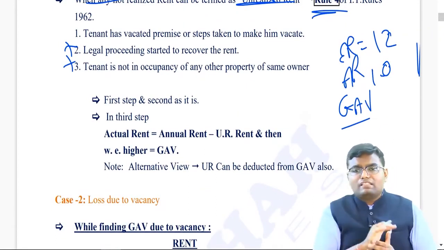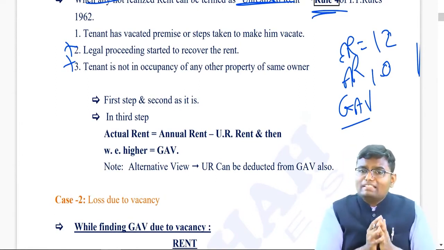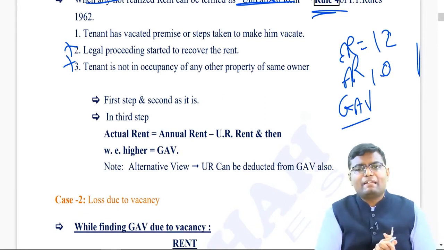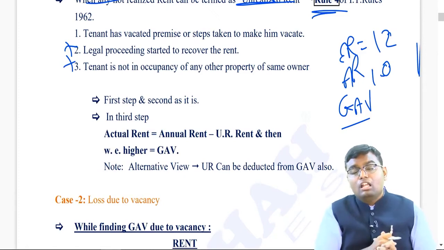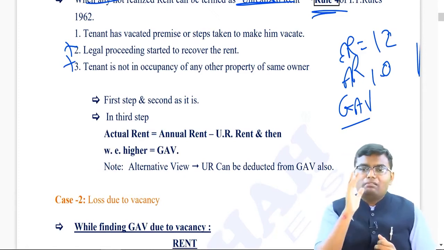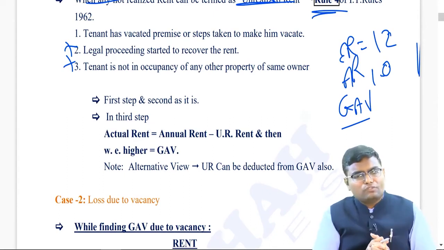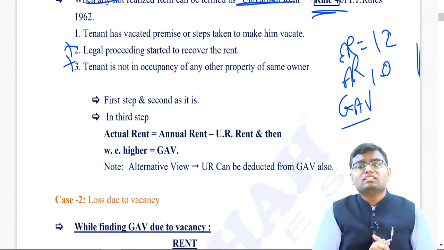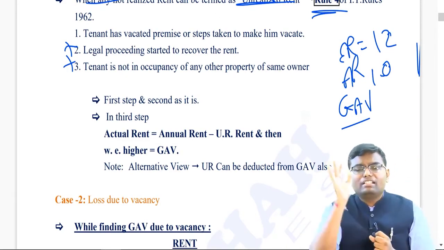So understand, here expected rent will not change, it will always be of 12 months, but actual rent will be reduced by the months for which unrealized rent has happened. Whichever is higher is your GAV. This is alternative number 1. Alternative number 2: here you take actual rent also for 12 months. Expected rent for 12 months, actual rent for 12 months. Take whichever is higher. That is your GAV. And from the GAV, ultimately you deduct unrealized rent.